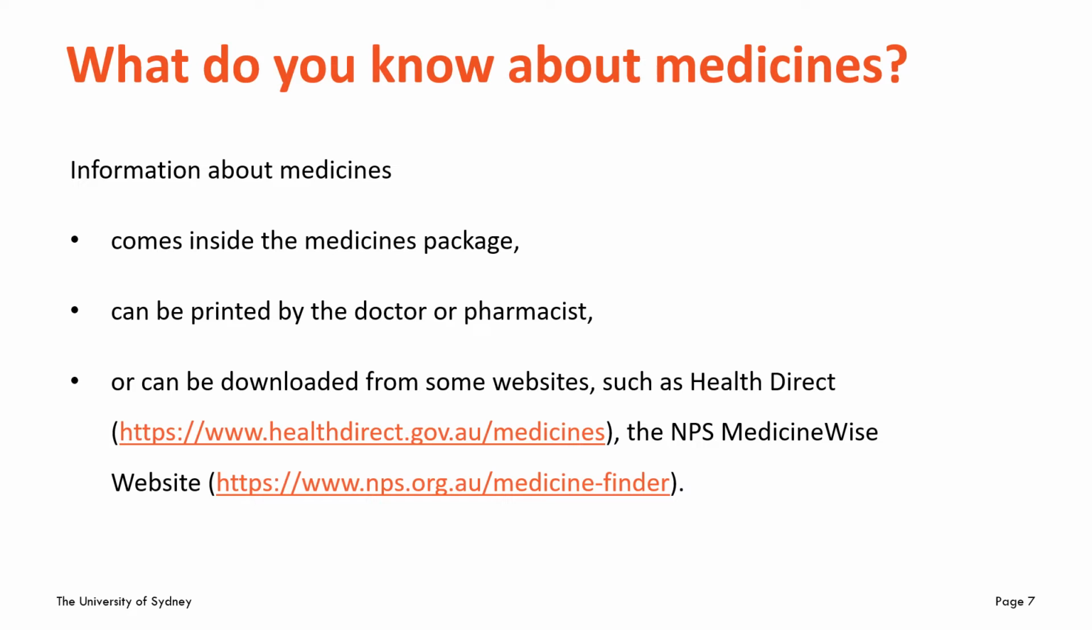What do you know about medicines? Information about medicines comes inside medicine packages as the leaflets that are folded and placed inside. For example, with vaccinations, you might see it in the pack. With some inhalers, you'll see it in the pack. It can be printed by the doctor or the pharmacist when your medication's been given to you, when the prescription's been given to you. At the same time, you can also download it from a range of websites such as Health Direct, NPS Medicine Wise website, the Pharmaceutical Benefits Scheme website, the Therapeutic Goods Administration's website, and as well as from the pharmaceutical manufacturer themselves.